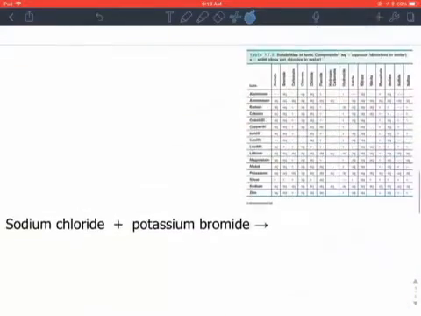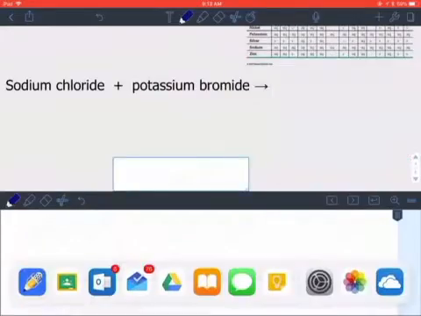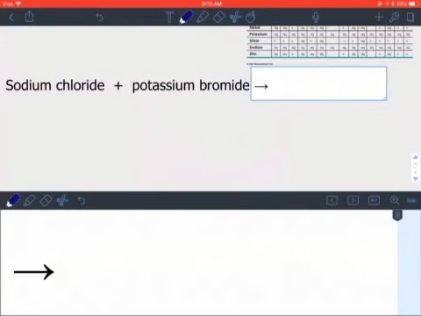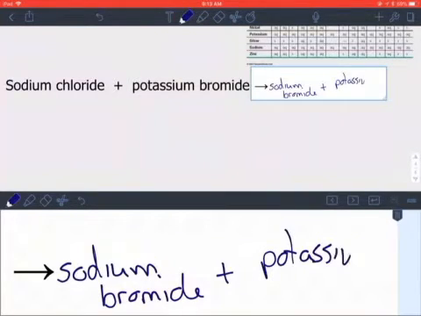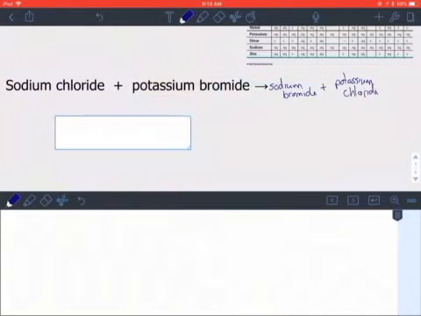More examples here. So, sodium chloride and potassium bromide. So again, let's double displace the names. Sodium chloride, potassium bromide. That's going to get me sodium bromide, because I've traded, and potassium chloride. All right, sodium bromide and potassium chloride.